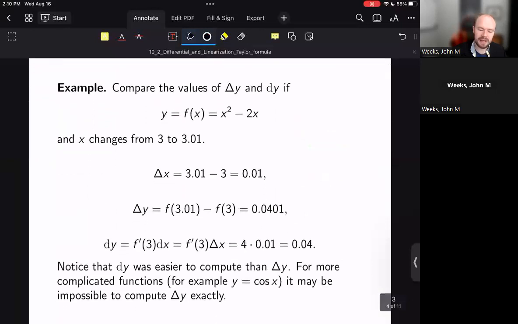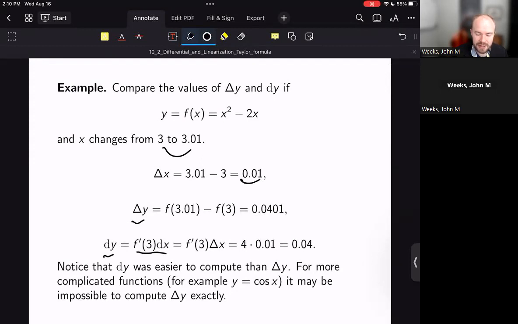So for example, here we can compare the values of delta y and dy with the function x squared minus 2x as x changes from 3 to 3.01. Again, an x change that is very, very small. Here, delta x is 0.01. Delta y, if I went through and just calculated what this is in terms of x equals 3.01, then I would get this change in y. It would be 0.0401. However, dy, using my formula, that is just going to be shifting over by f prime of 3 times dx.